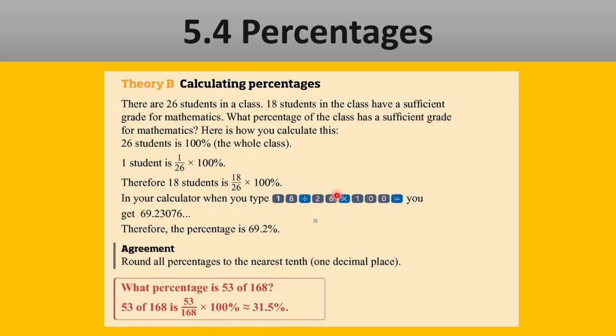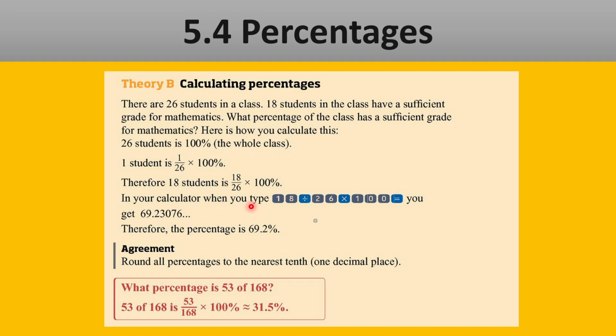And the other kind of question you can get is when they don't want you to calculate a new amount, but they want you to calculate a percentage. For example, if they say there are 26 students in a class, 18 students have a sufficient grade, what percentage of the class has a sufficient grade? In this case, there are 18 students out of 26. What you can do here is, they first explain it like this. One student is 1 out of 26 times 100%. But I don't have one student, I have 18 students. So you can say it's 18 divided by 26 times 100%.